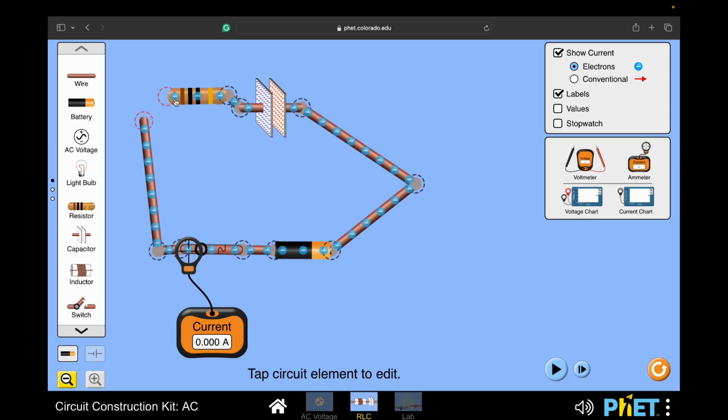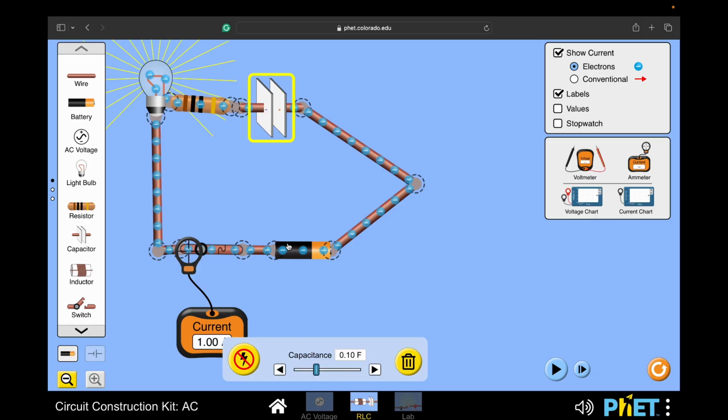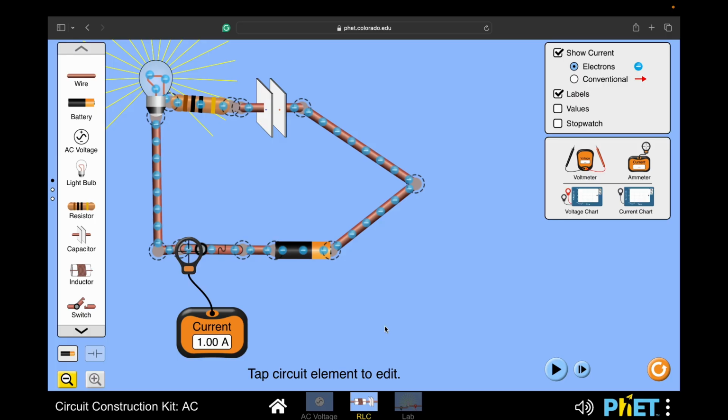Now let's take a look at what happens if we add a light bulb. Let's see what happens to the light bulb in this RC circuit. Essentially, the light bulb is just another resistor. We can see that immediately after the switch is closed, the current is 1 ampere. There's no charge on the capacitor's plates. But when we play this, the light bulb quickly dims.